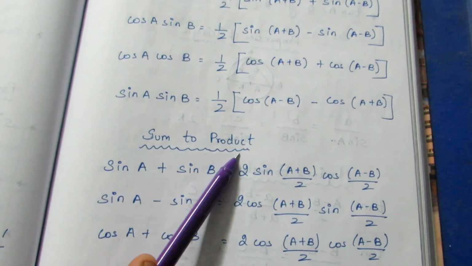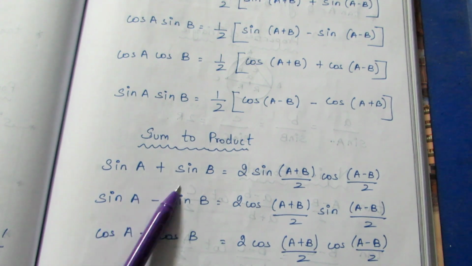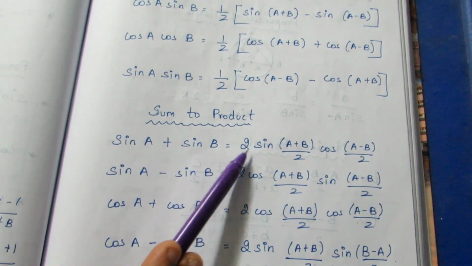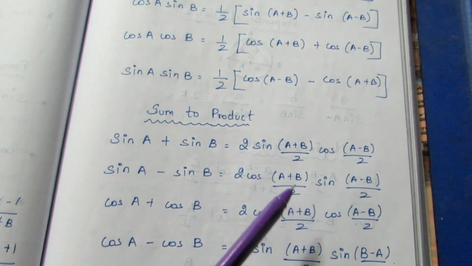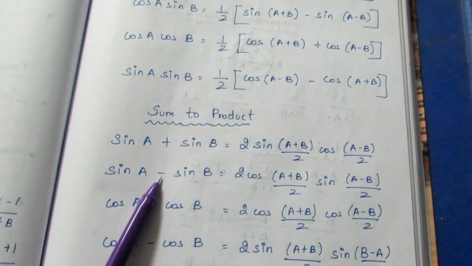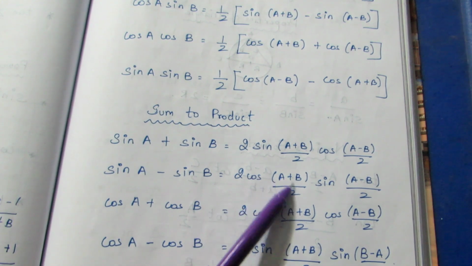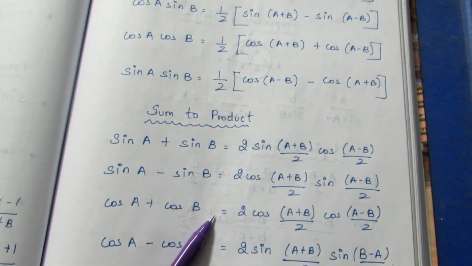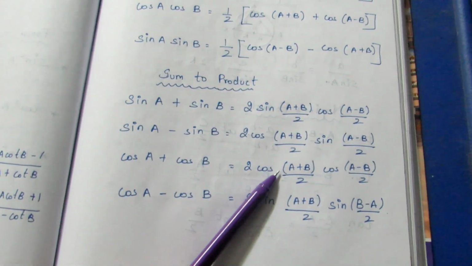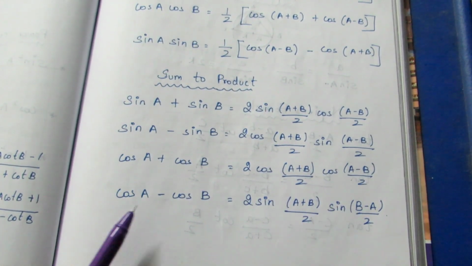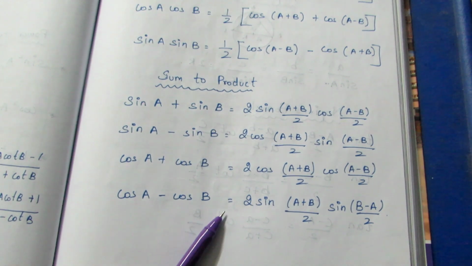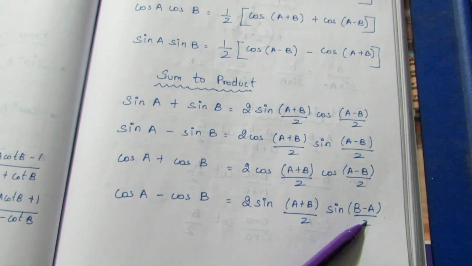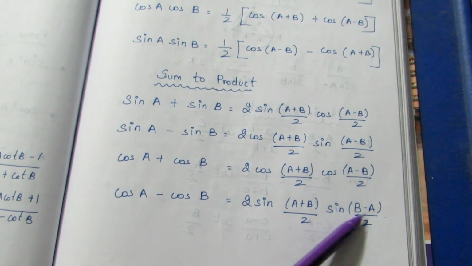Here, sum to product, the same way. It is a derivation of the formula. Sin A plus sin B equal to 2 sin (A plus B) by 2 cos (A minus B) by 2. Sin A minus sin B equal to 2 cos (A plus B) by 2 sin (A minus B) by 2. Cos A plus cos B equal to 2 cos (A plus B) by 2 cos (A minus B) by 2. Cos A minus cos B equal to 2 sin (A plus B) by 2 sin (B minus A) by 2.